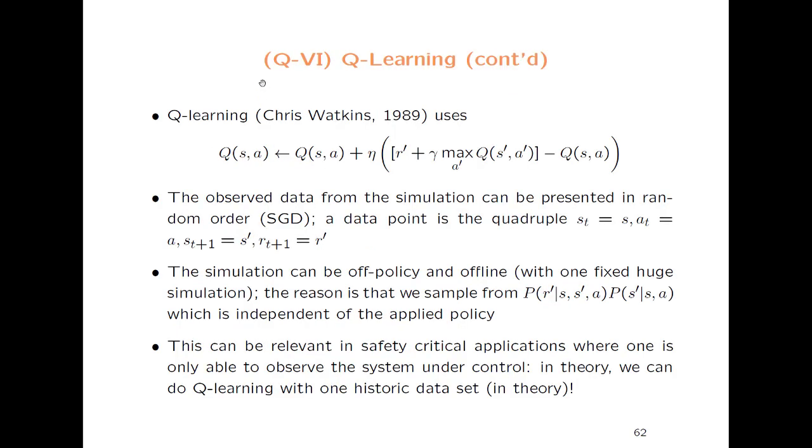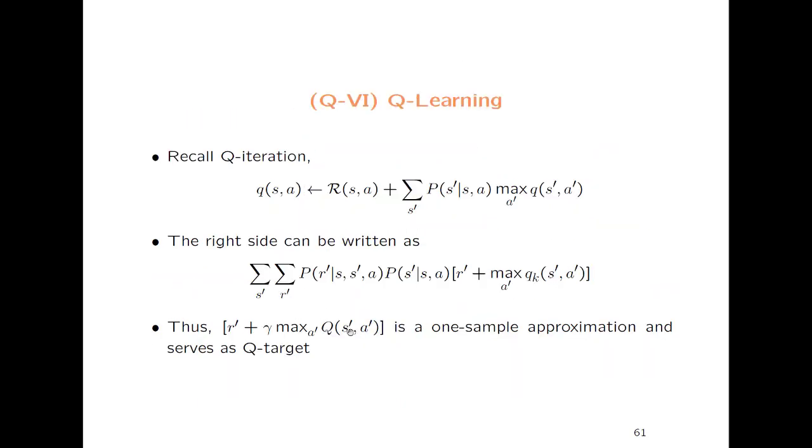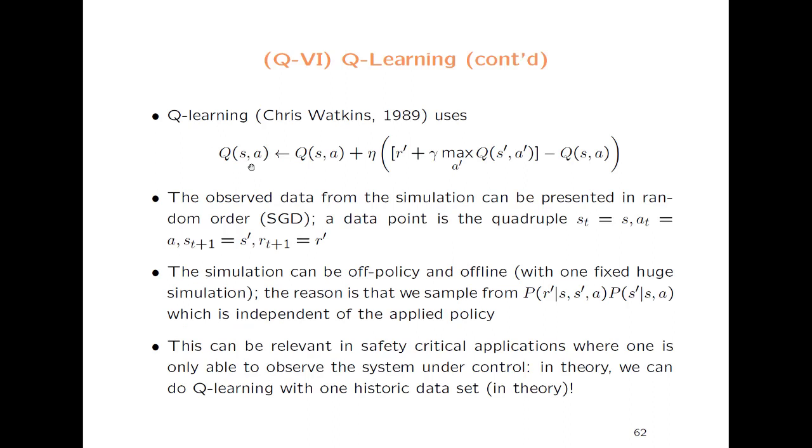And this leads us to Q-learning, which was one of the major breakthroughs in reinforcement learning, from Chris Watkins in 1989. And he uses exactly this as a target. So the new Q function at s, a is the old one plus eta times the reward plus gamma times the max, and this is not hurting because there's no sampling involved. It evaluates the actual Q function, so this maximization is not harmful, minus the current value of the Q function.